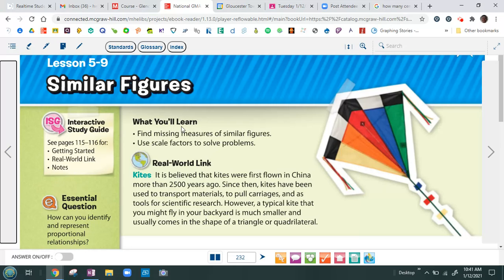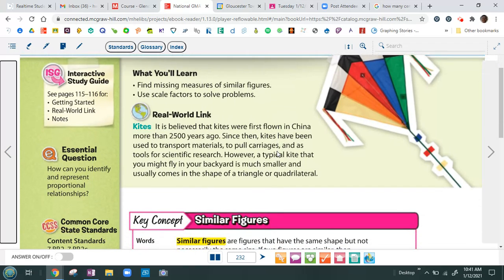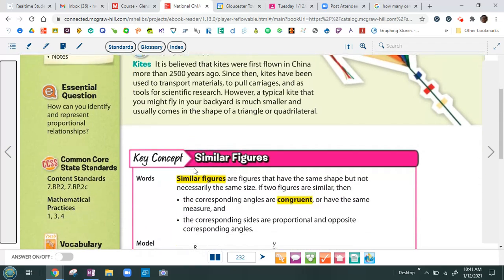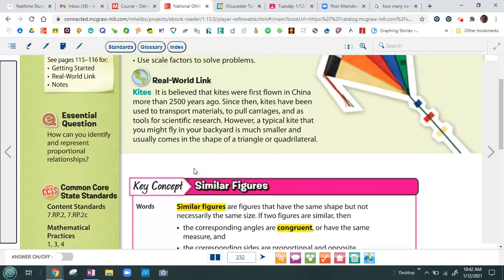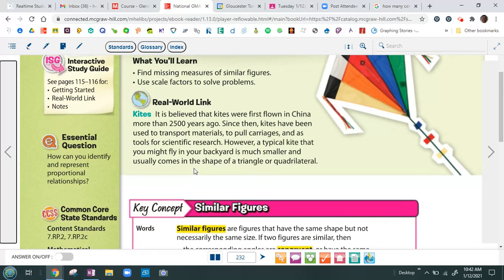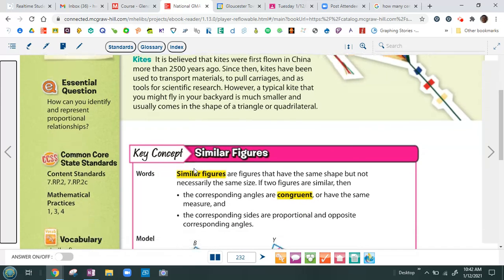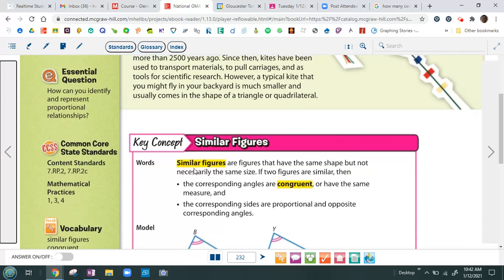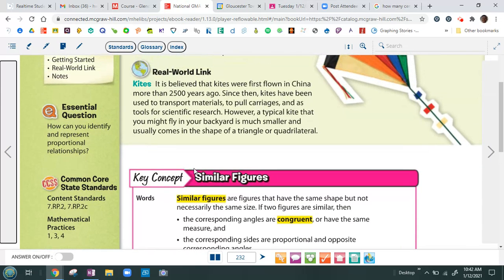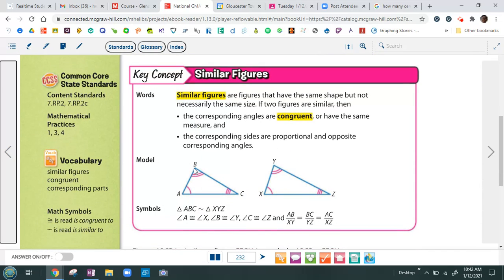So we're going to be finding missing measures in similar figures, and we'll also talk about scale factors and how that relates. Anytime things are proportional, you can have a factor, a scale factor. Sometimes we call it the constant of proportionality. In different situations, it's called different things. Today, it's the scale factor.